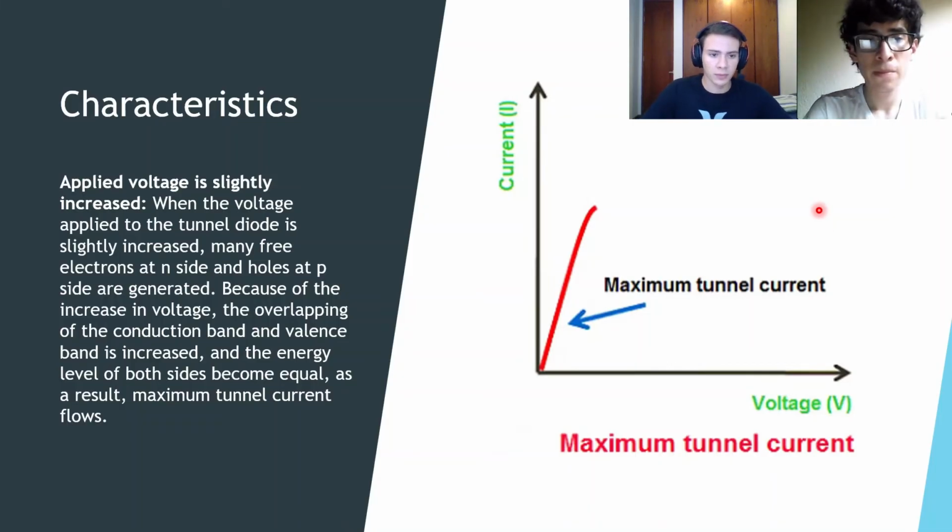Now, when the voltage applied to a tunnel diode is slightly increased, many free electrons at the N side and holes at the P side are generated. Because of the increase in voltage, the overlapping of the conduction band and valence band is increased, and the energy level of both sides becomes equal. As a result, maximum tunnel current flows.